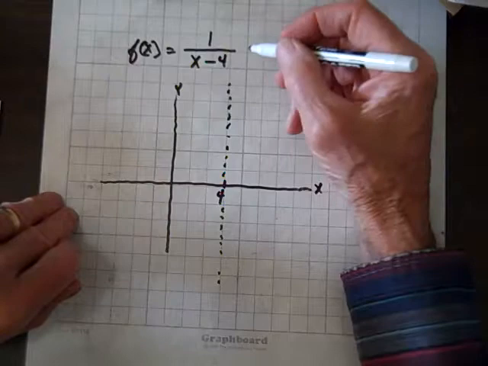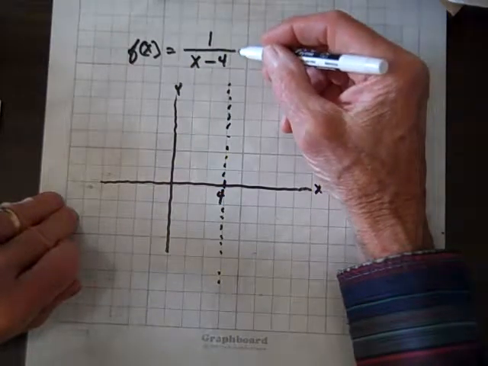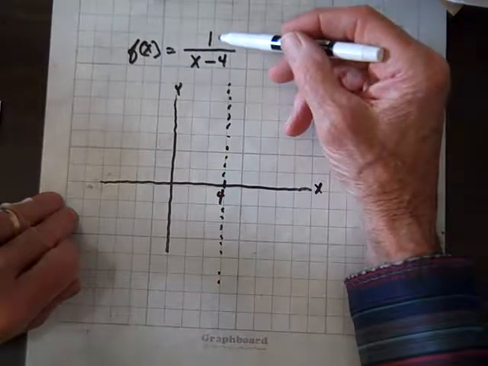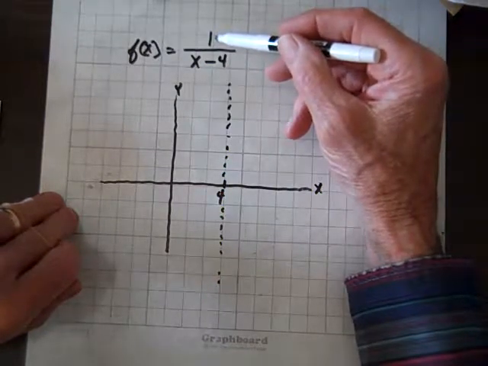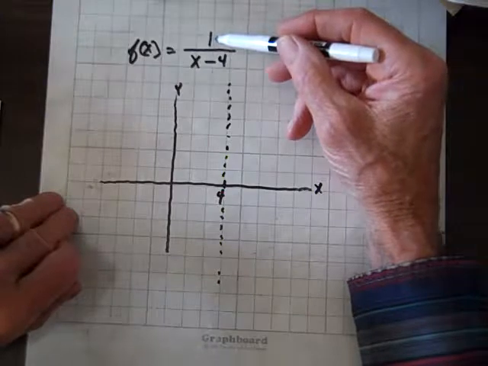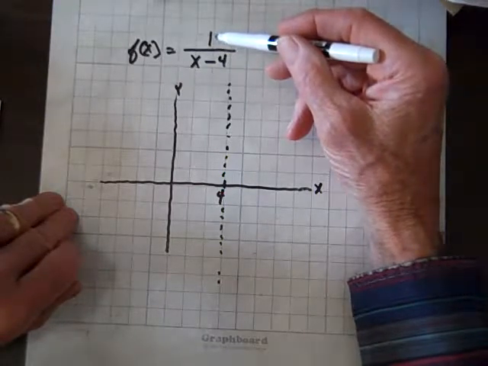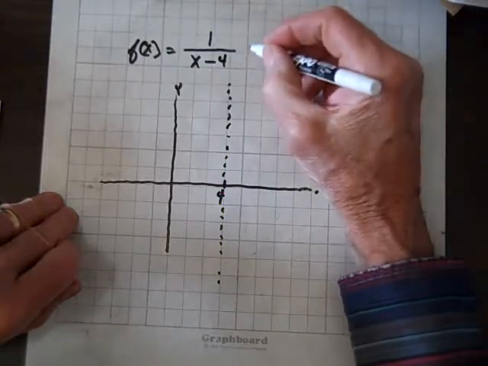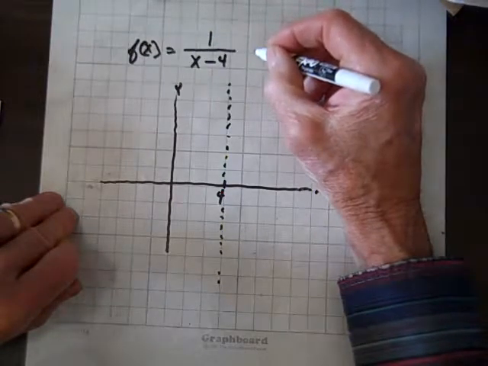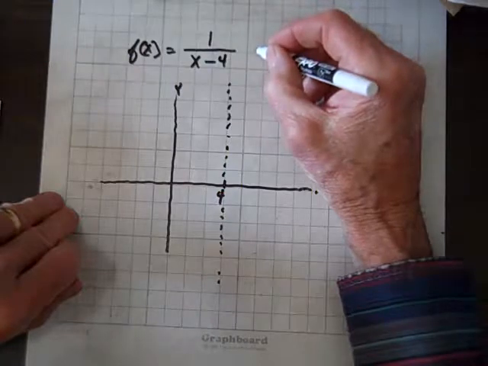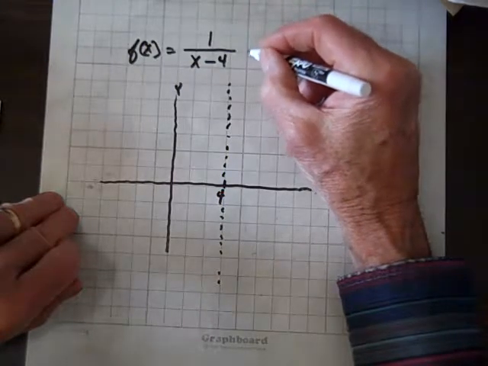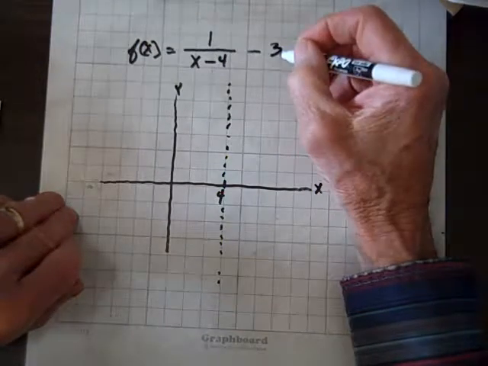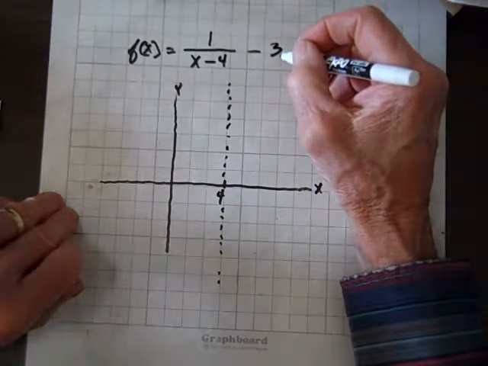Now, by the way, the horizontal asymptote for this is 0, because f of x can never attain the value 0, or y can't, because the numerator can never be 0. But let's put a net minus 3. Now what's the horizontal asymptote?